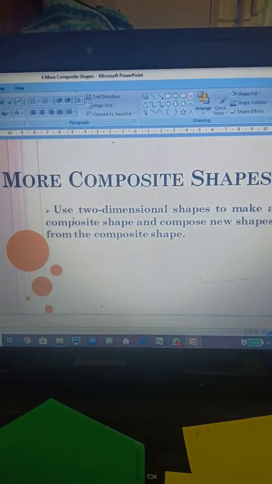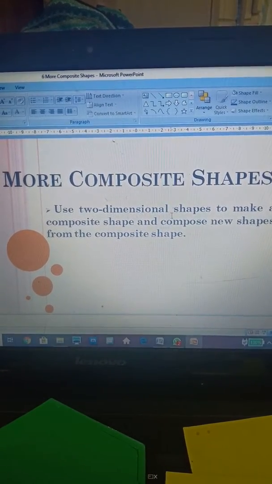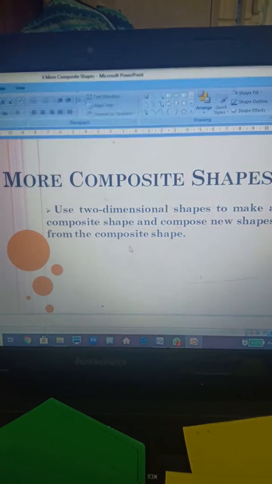Good morning! Let's have a new lesson, and the title is More Composite Shapes. The objective of this lesson is to use two-dimensional shapes to make a composite shape, and to compose new shapes from the composite shape.